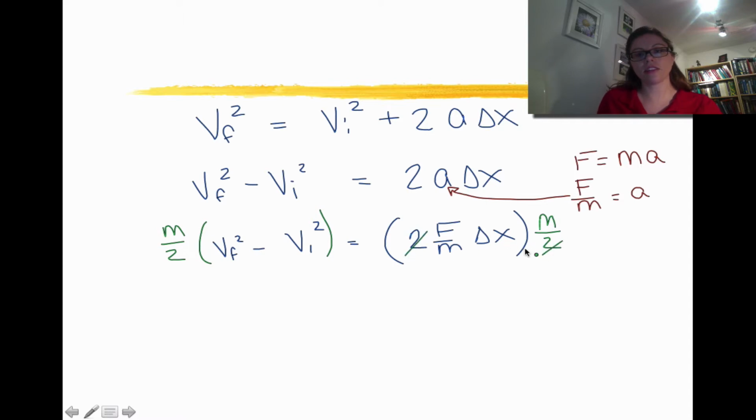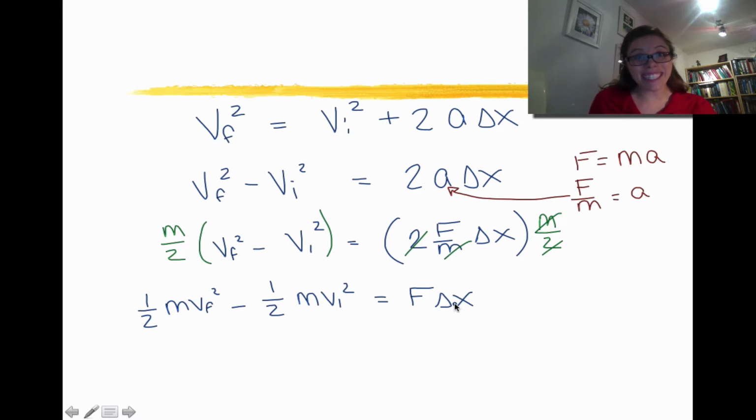So that cancels out that 2, it cancels out this m. And I could distribute this, so it's 1/2 m Vf squared minus 1/2 m Vi squared equals F change in x. Do you see it? Do you see it? This is kinetic energy final, and this is kinetic energy initial. Ooh, so exciting.